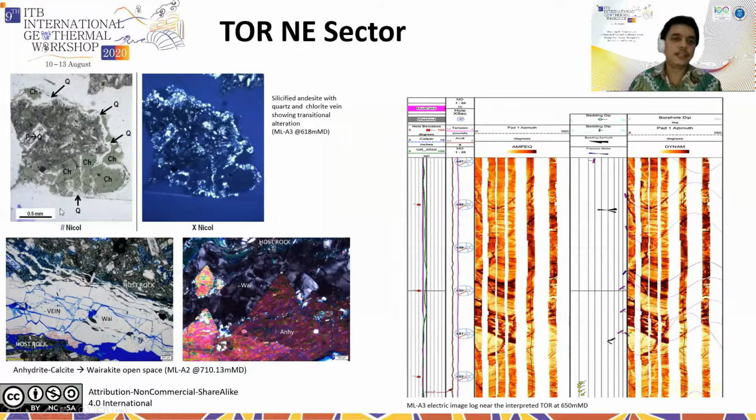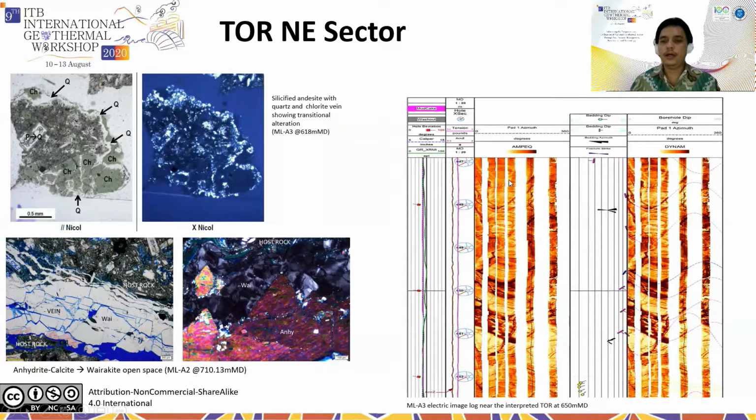This is the thin section of the lower Patah 9 andesite. It shows a lava-like andesite with a chlorite and quartz vein. We also see a vein in MLA2 in the northeast sector, composed of calcite, wairakite, and anhydrite. This is anhydrite and wairakite.